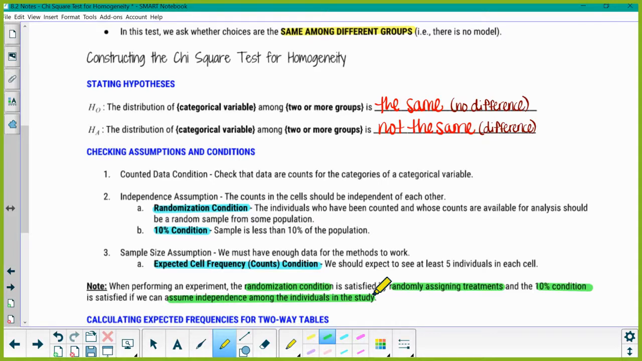So when you are dealing with a problem that doesn't have just a random collection of data, instead they're actually doing an experiment, these two conditions can be replaced with random assignment of treatments and assuming independence among your samples.